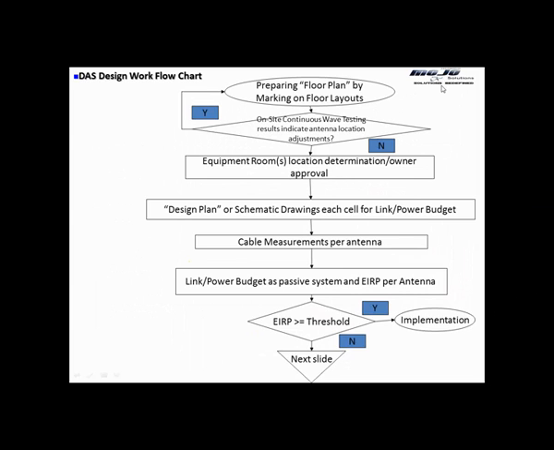Once your equipment room location is decided, you prepare a schematic or design plan, where you calculate the whole link budget or EIRP with respect to CPH, the power per channel or composite power. You have cable measurements per antenna, link budget as a passive system, the ERP. So based on the room location, design schematic, and cable lengths, you can calculate EIRP per antenna. If your EIRP is meeting the threshold, we'll discuss what our thresholds can be for LTE and UMTS, then we implement a passive system. If no, we'll implement an active system.